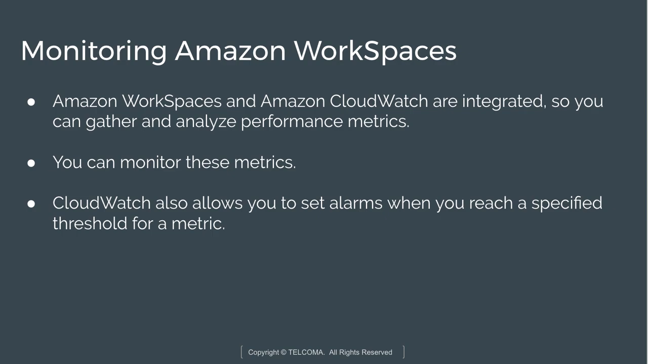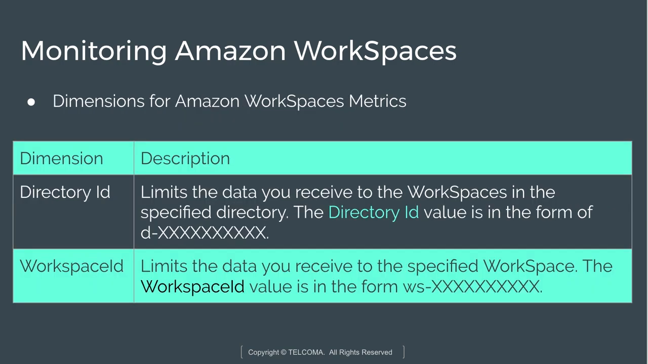To get CloudWatch metrics, we are required to enable a port, and the port number is 443 on the Amazon subnet in a region. So we need to enable a port to get CloudWatch metrics. Now let's see what the dimensions of Amazon WorkSpaces metrics are. The dimensions are directory ID and workspace ID. The directory ID limits the data you receive to the WorkSpaces in that directory. The directory ID value is in the form of some ID.